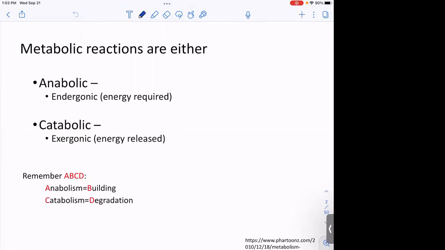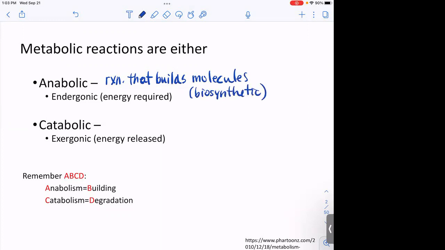Let's start again, a little bit of review. Those two terms, anabolism and catabolism. We don't want to get those mixed up. An anabolic reaction refers to a reaction that builds molecules, or biosynthetic reaction. Okay, so any reaction that builds molecules is going to require energy, so we call those endergonic reactions.